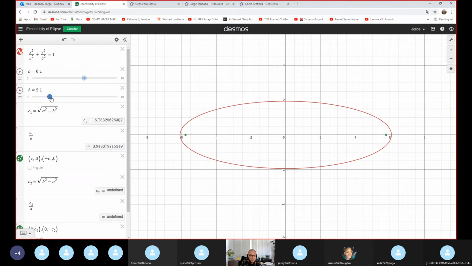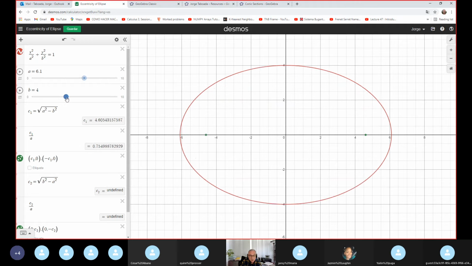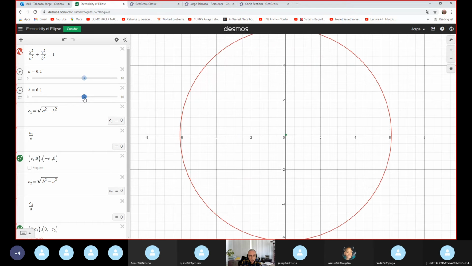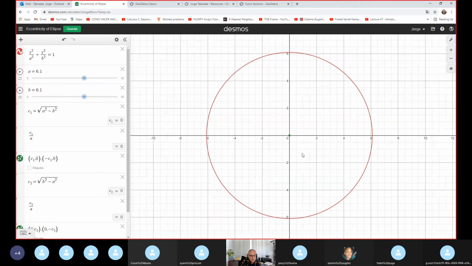This is the idea. Suppose now that a and b are the same. Look what happened with the foci. The foci approach, wow! In this case, a and b are the same, and our ellipse becomes a circle, and the eccentricity is 0. Okay? This is the idea for the eccentricity. Any question? What part is confusing?